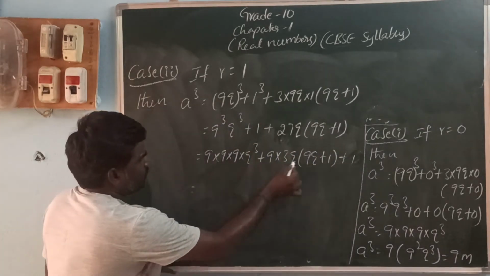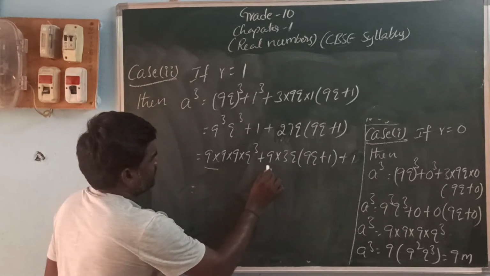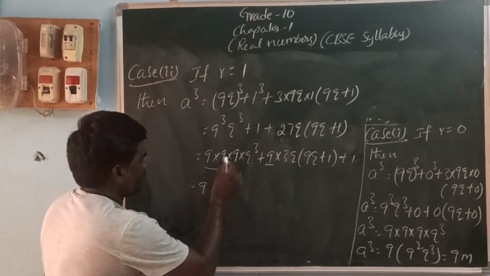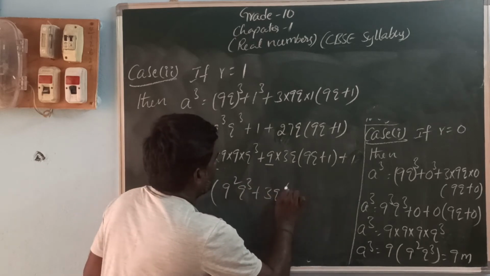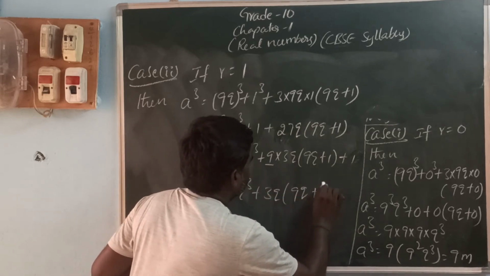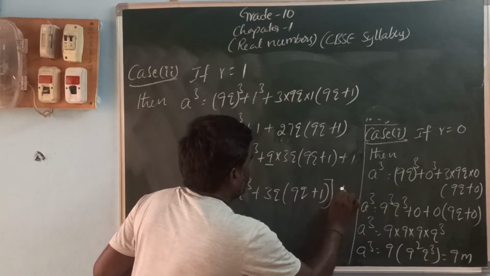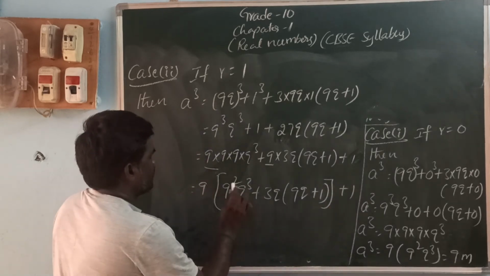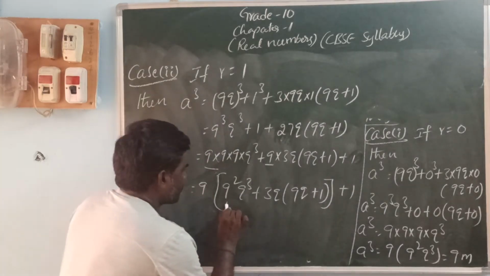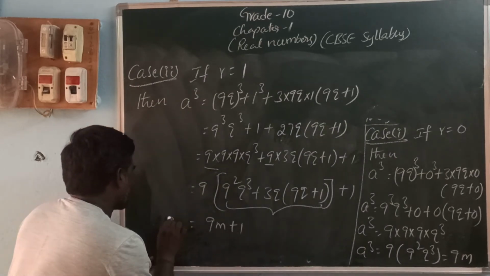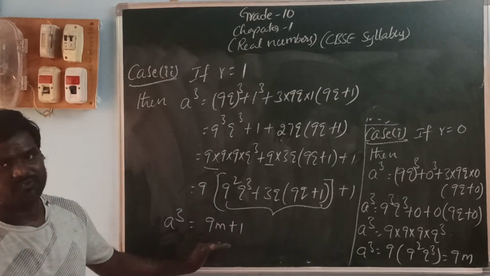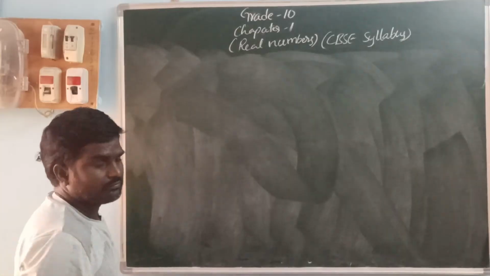In these two terms, what is common? 9. So taking 9 outside, what remains? 9 square cube plus 3 cube of 9 cube plus 1, plus 1. Since q is an integer, this total we can take as m. That is our 9m plus 1. So the cube of an integer is in the form of 9m plus 1.